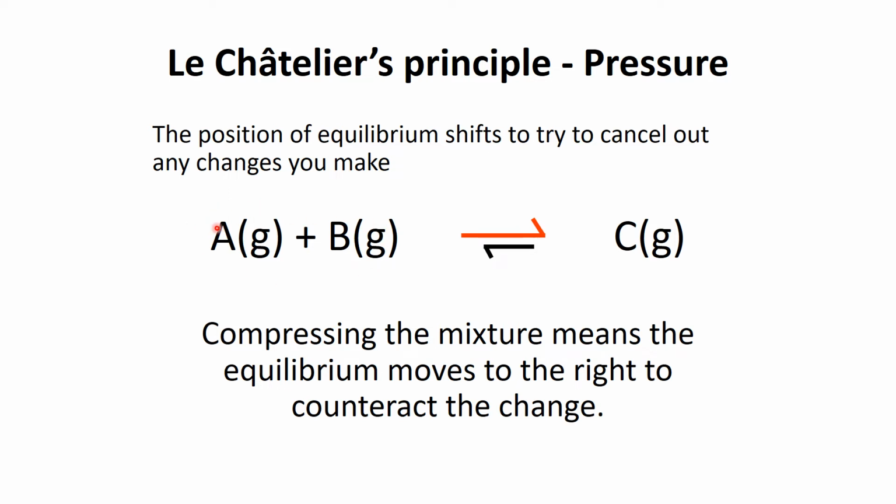The reason being is that on the left here you've got 2 moles of gas, whereas on the right here you've got 1 mole of gas. That means that the pressure is greater on the left-hand side of this equation. So when you increase the pressure, the system will oppose that change by decreasing the pressure, forming C. In other words, A and B are going to collide more frequently, and if it shifts the equilibrium to the right-hand side, you form C, where the pressure is lower. The equilibrium is shifted to cancel out the change.